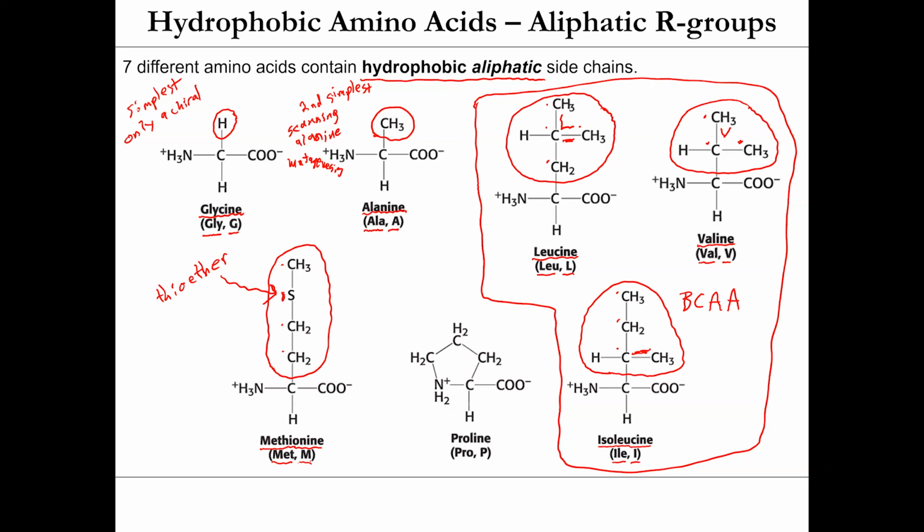And then our last hydrophobic aliphatic amino acid will be proline. So proline has a pretty interesting structure. So it has this ring structure here. So its R group has 1, 2, 3 carbons, and then that terminal carbon is actually bonded through a covalent bond to the amino group. And so that's not found in any other amino acid. So it has this interesting ring structure.